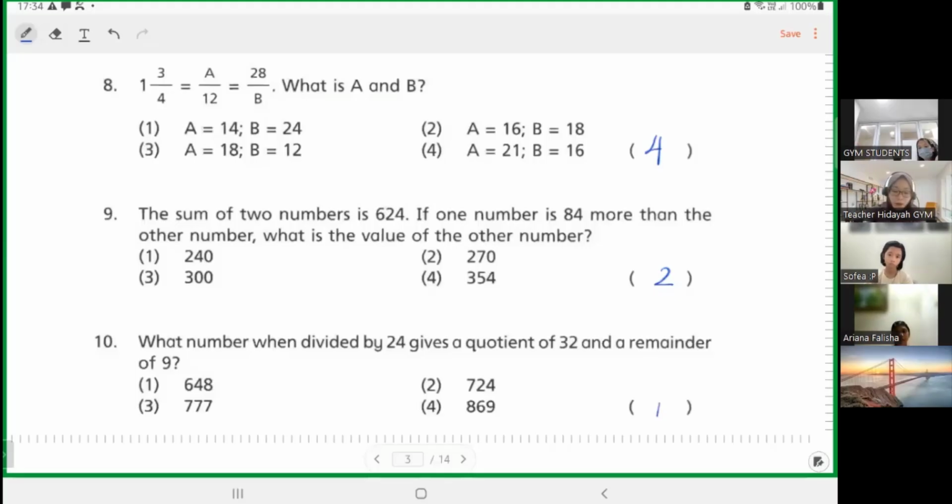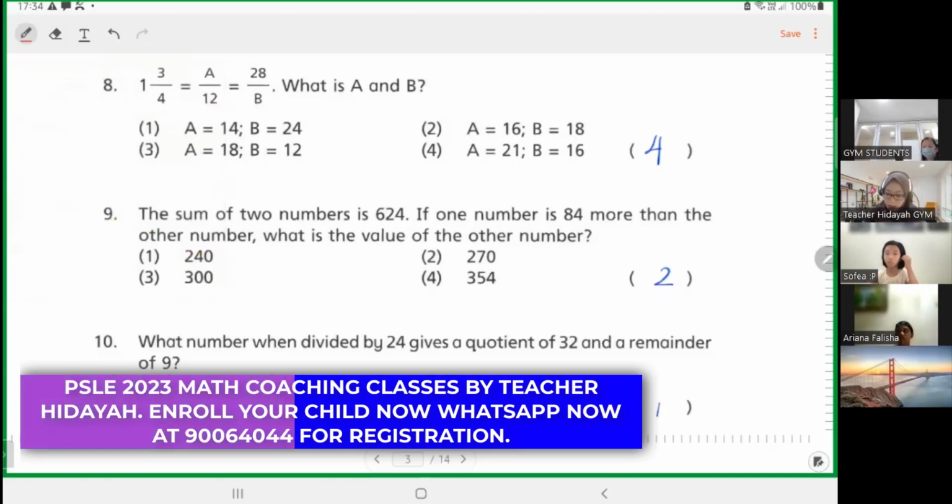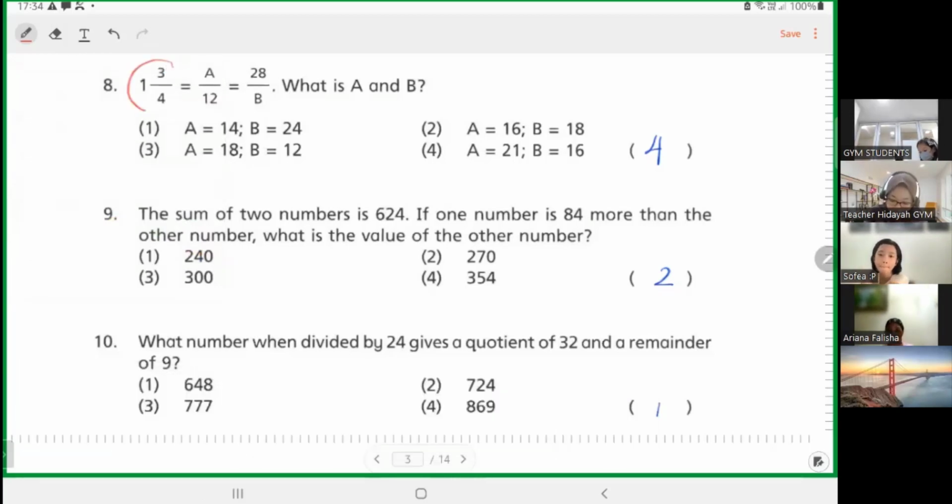Recording now? Okay, for question number 8. So you have 1 1/2 and 3/4. Don't forget the 1 there, okay? Is equal to A/12, equal to 28/B.